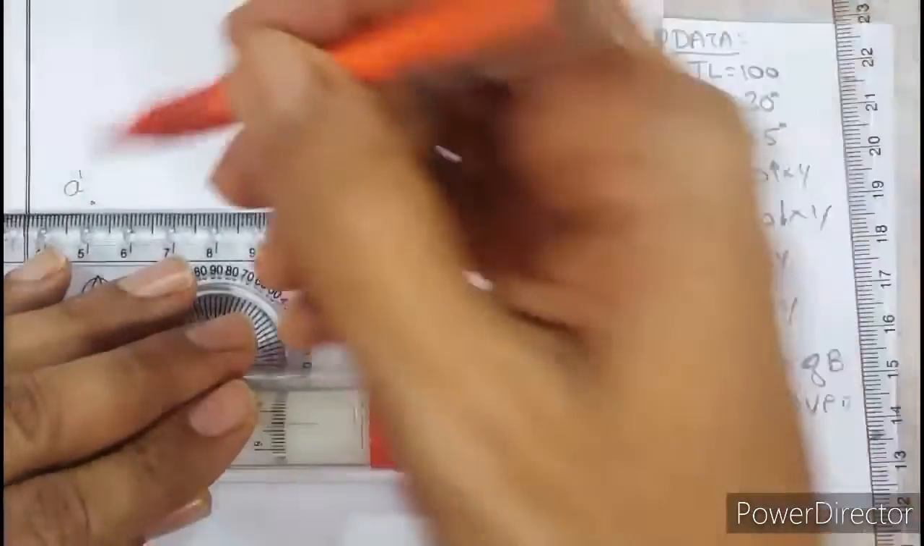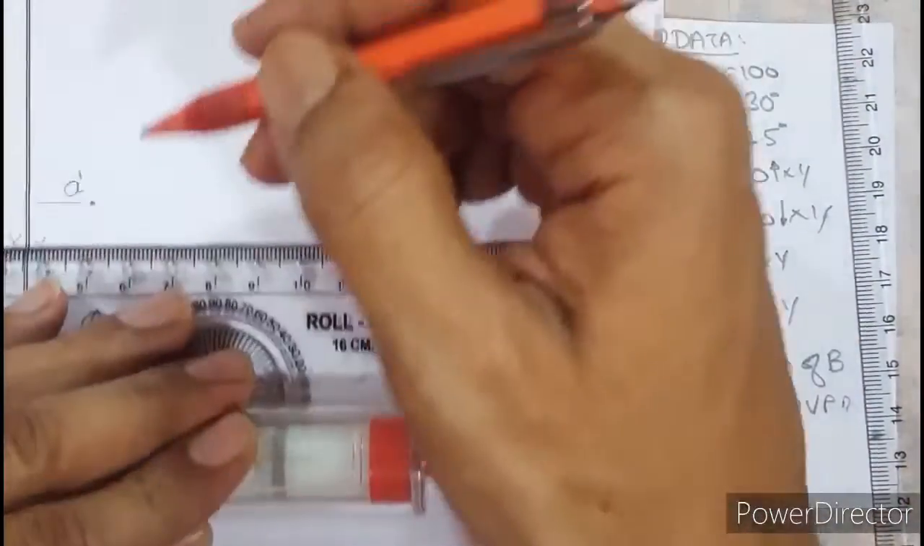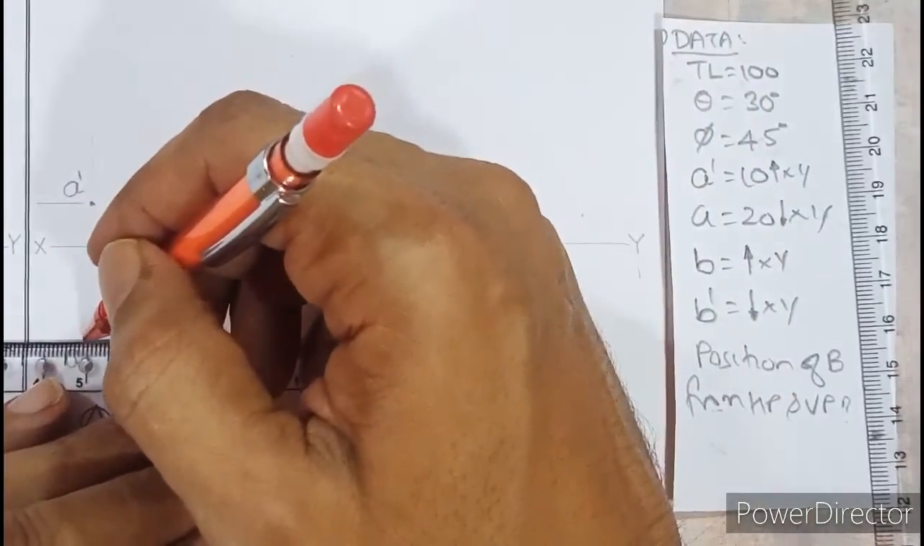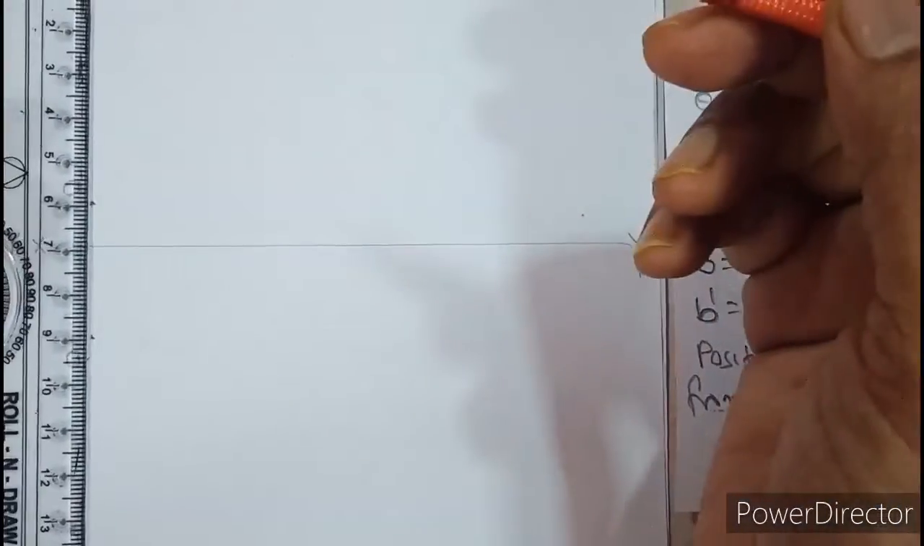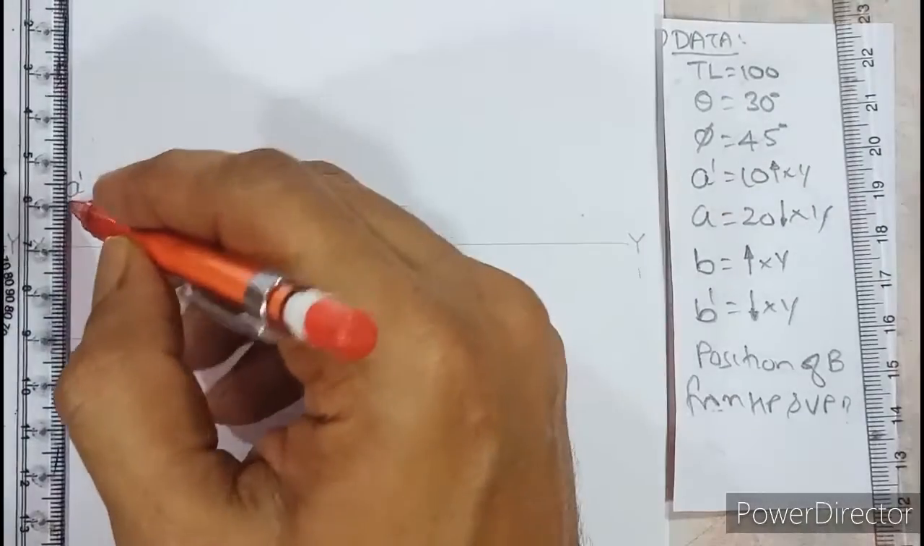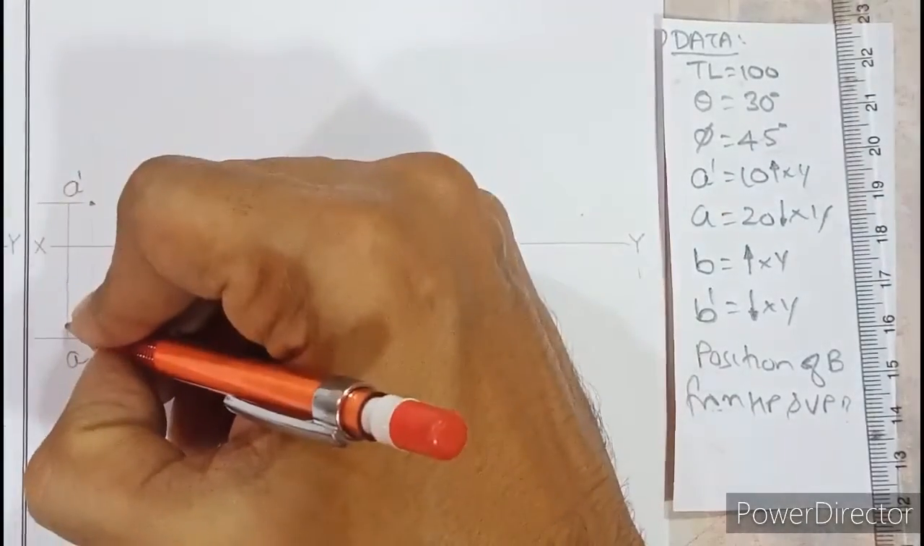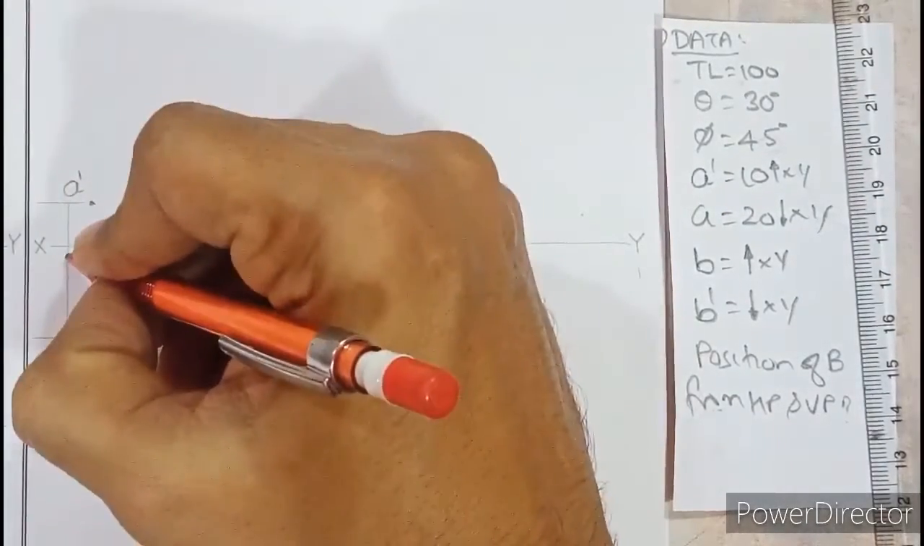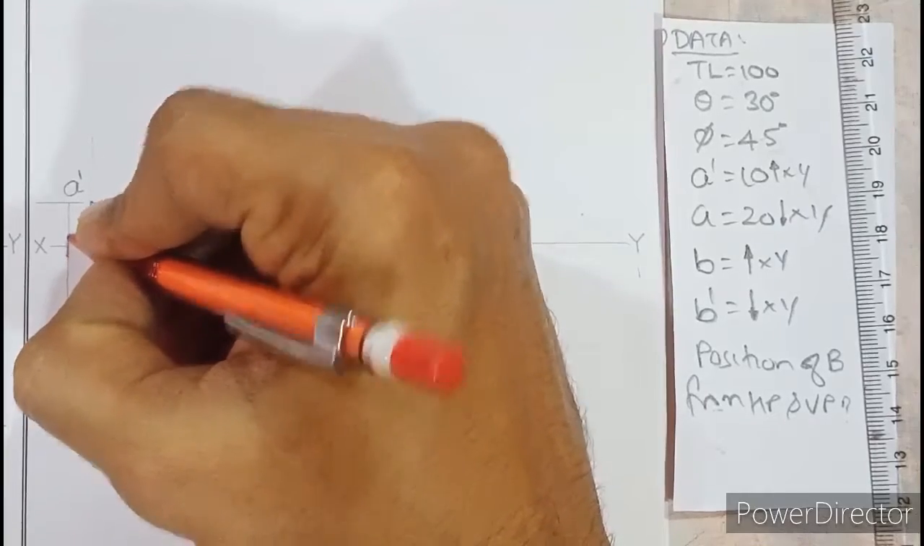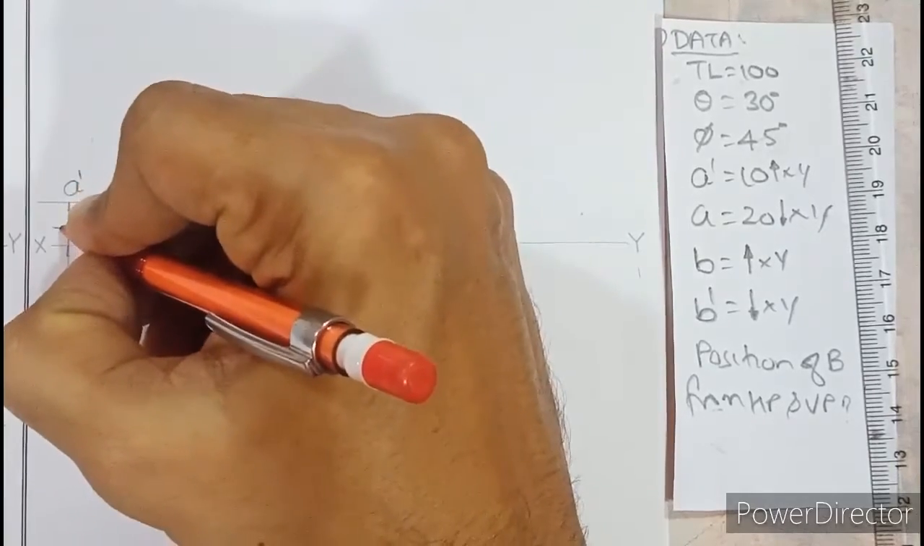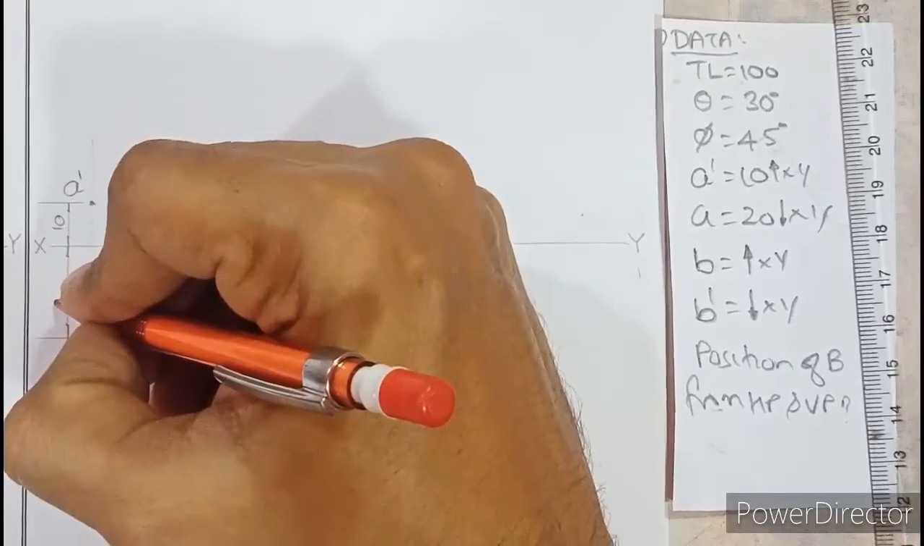And show dimensions 10 and 20. For that, align with XY, move up, draw a light line, come down, and draw one more extension line. From here, move behind. Here we need to mark 10, and we need to mark 20 on this side.